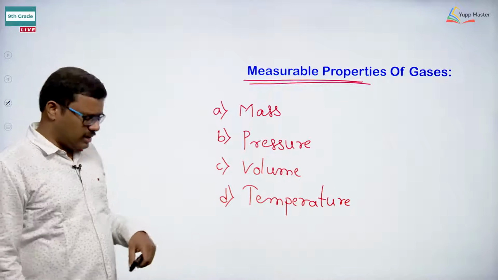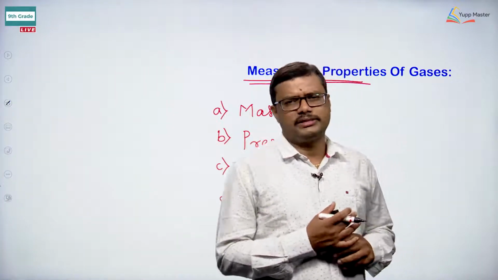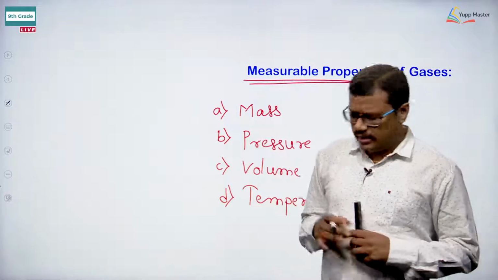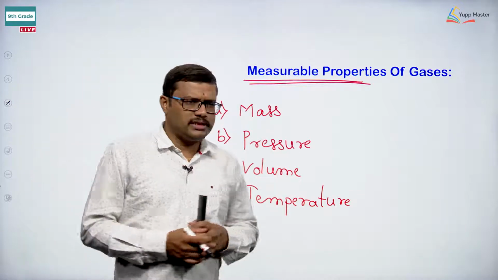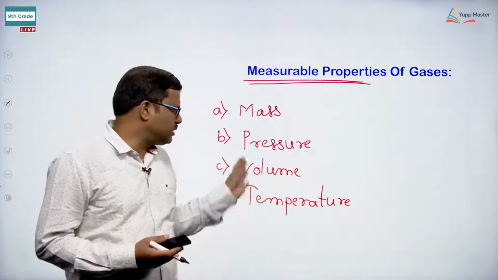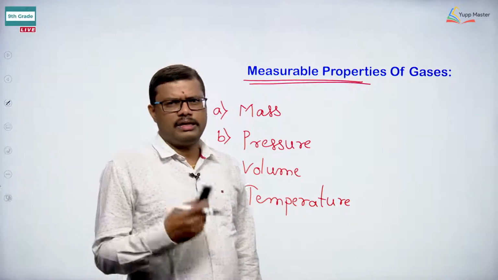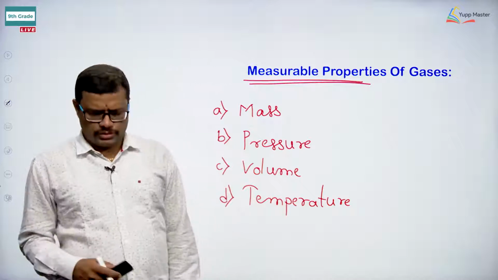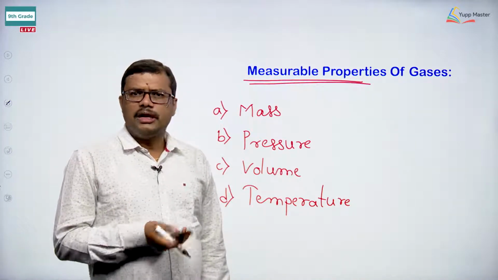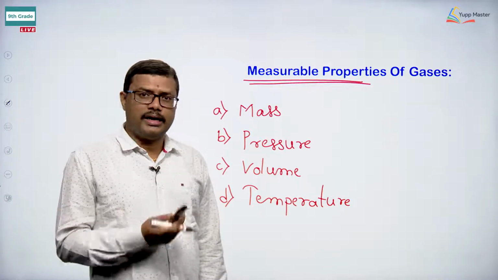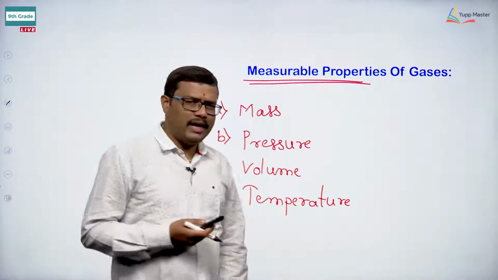The measurable properties are very important in identifying the behavior of the gases, and they are very important in the calculation part. The numerical part that we are going to come across in the gaseous state will focus on these measurable properties, and how we are going to correlate one measurable property with the others. Scientists have worked on the measurable properties and their correlations, and formulated their experimental results in the form of laws. These laws are generally called gas laws.